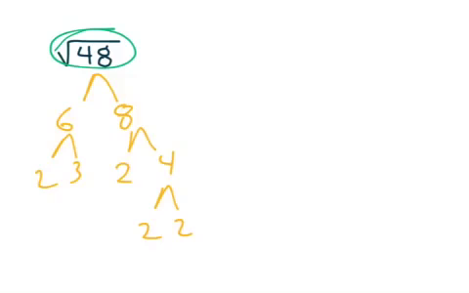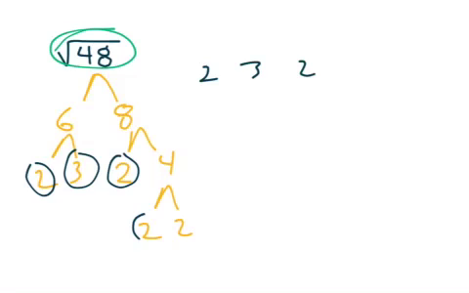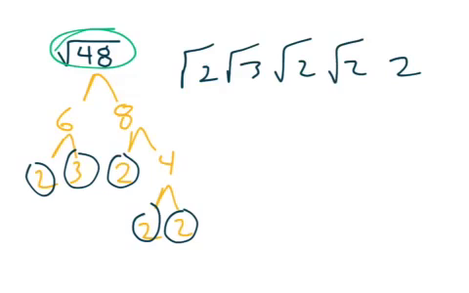Well, let's list what we have here. Notice we have a 2, we have a 3, we have a 2, we have a 2, and we have another 2. And these aren't just regular numbers. Remember, these are baby square roots. Each one is a baby square root.